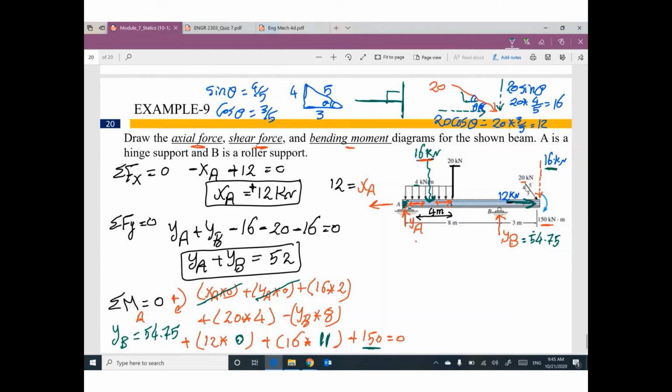Okay? If you go back here and put YB equal 54.75, anybody can tell me what is the value of YA? I need an answer from this equation: YA plus 54.75 equals 52. What is the answer for YA?